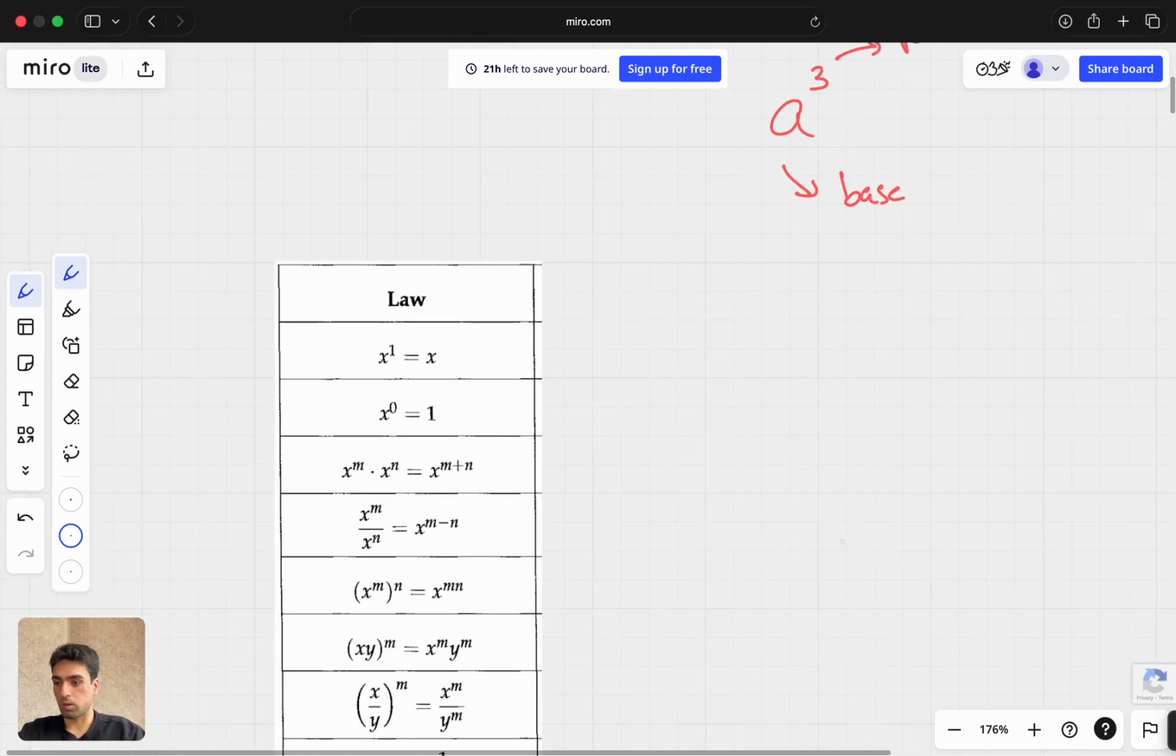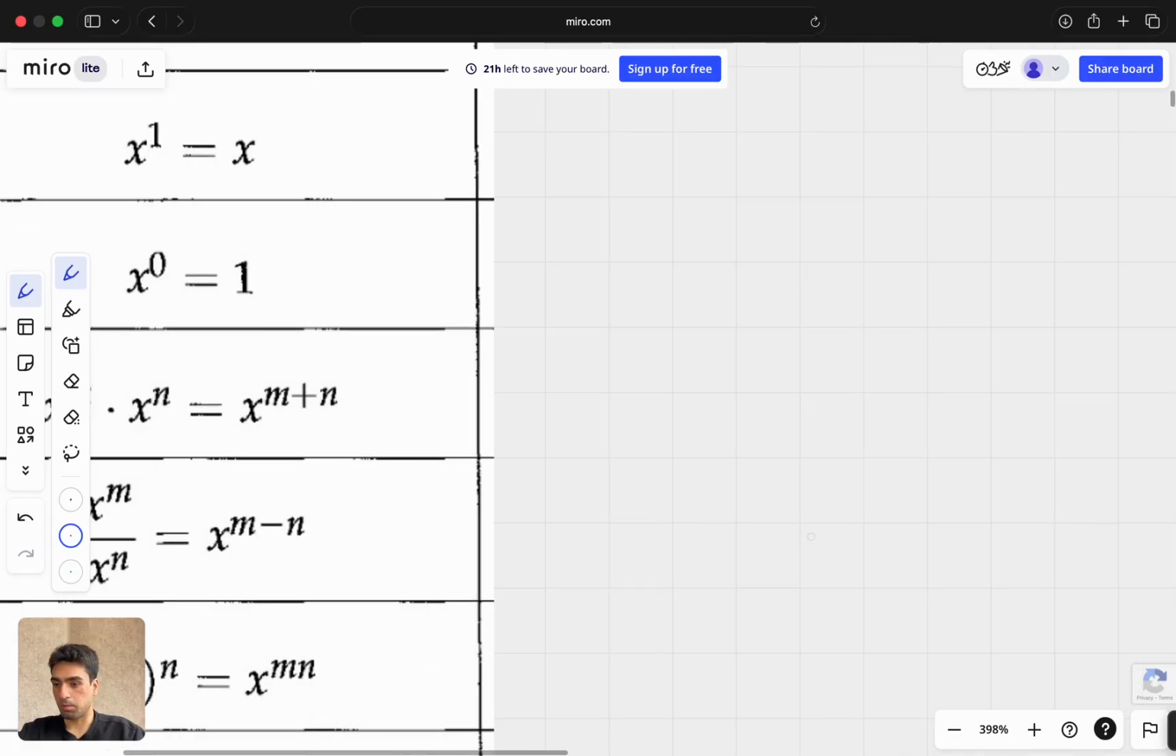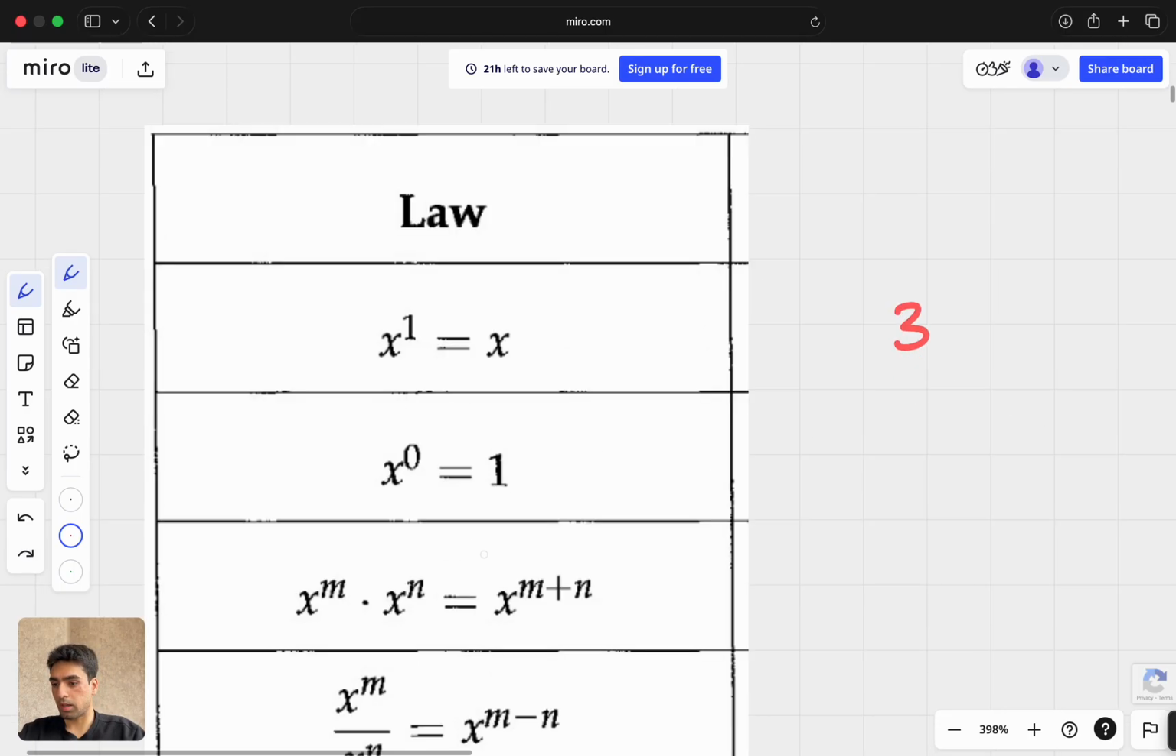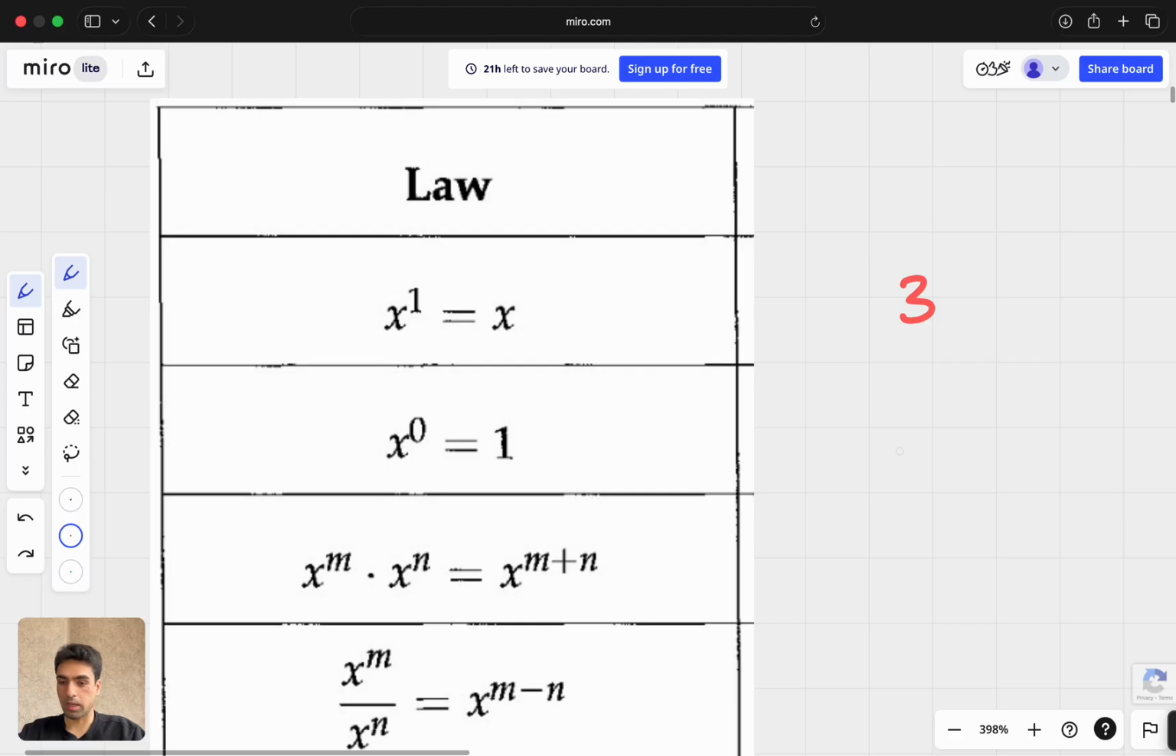Now there are some laws that you need to know. The first one is that any base to the power of 1 is going to be itself. So for example, 3 to the power of 1 is going to be 3, right? Then we have x to the power of 0. Anything to the power of 0 will always be 1. So for example, if you have 1729 to the power of 0, that has to be 1, right? That's going to be a 1.